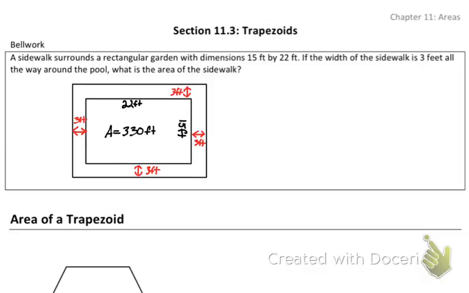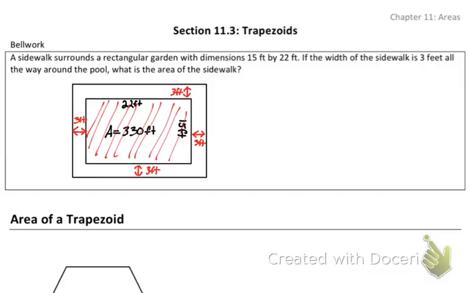Alright, then it says it wants the area of the sidewalk. Well, I can't directly do the sidewalk, because all I know about the sidewalk is it's 3 feet, so I can't find this and add it. I guess we could, it'd be a lot of work. But rather than doing that, we're going to find our total area, and then all we're going to do is subtract out the garden/pool. Because if I did that, all I'd have left is the walkway, right? Total area minus what's inside is going to give me what's left over here.